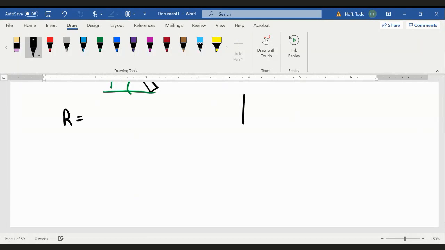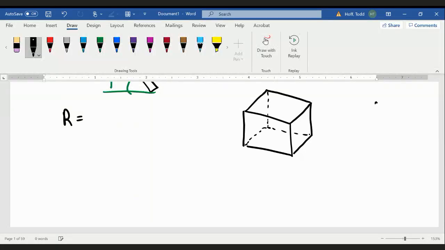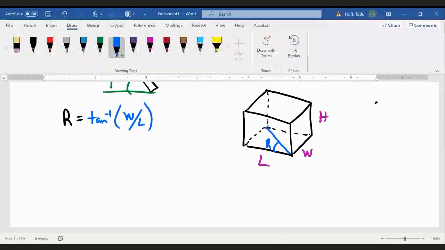So if I'm looking at a situation like this, I am going to call this dimension here my length. This is my width, and this is my height or thickness. Our angle of rotation, as we've seen, is this angle here across the bottom. So that angle is just the inverse tangent. The opposite side would be the width. The adjacent side would be the length. So just W over L.